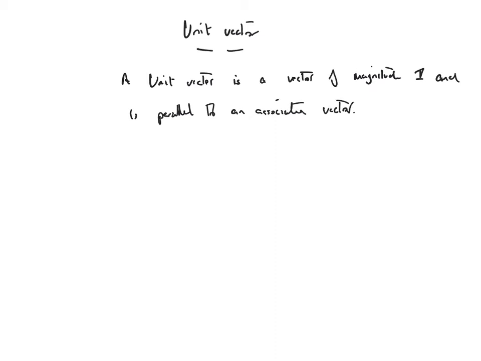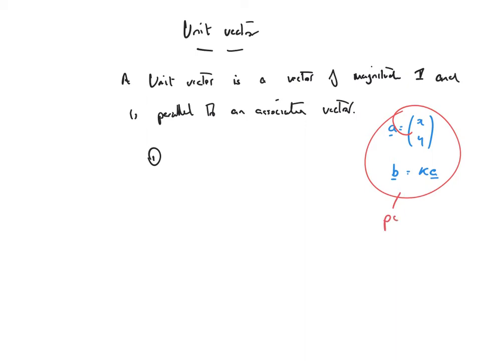Okay, so let's try an example one. The first thing it says on the side is, remember that if you've got a vector A, which has got the components x, y, then a vector B, which is equal to a constant times A, will be parallel. Okay, so they will be parallel, and the reason being is because they're related by multiplication of a scalar.